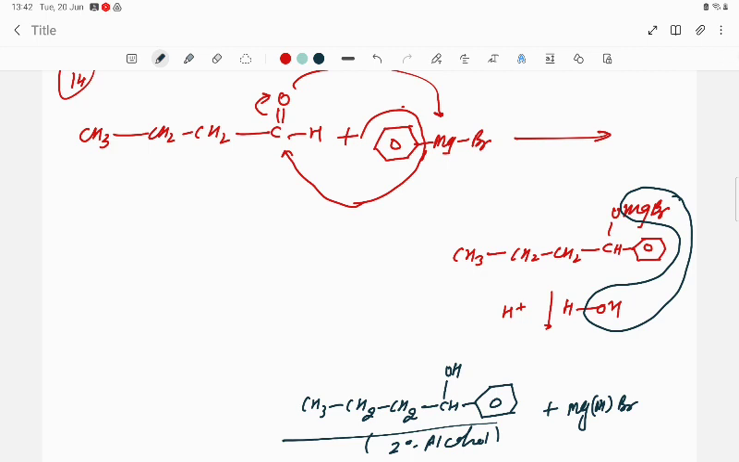The Grignard reagent also gives products with carbonyl compounds like acid chlorides and esters, and all that we will cover in another video, student. We are not considering this in this particular video.